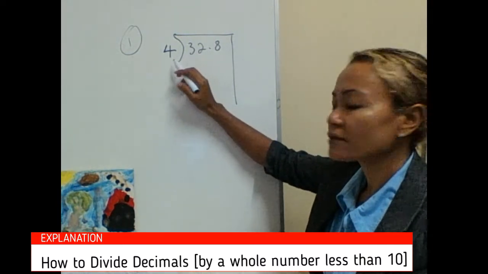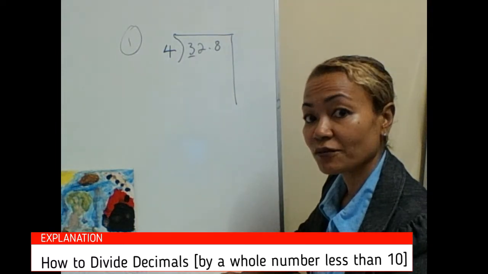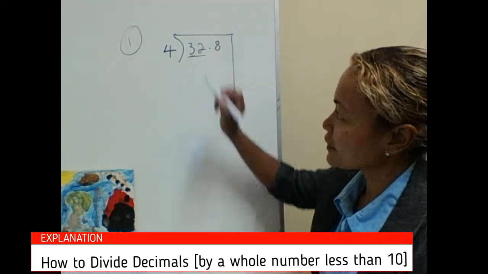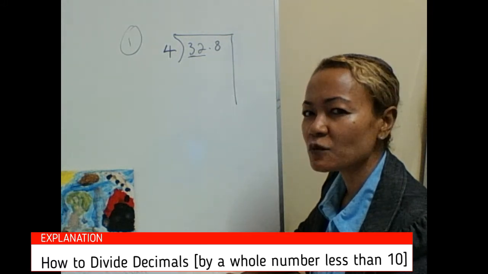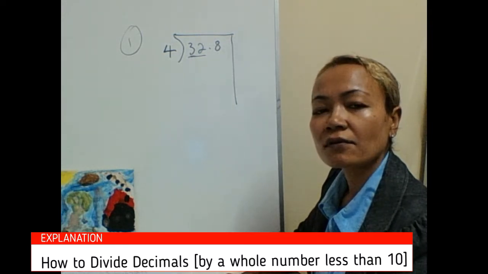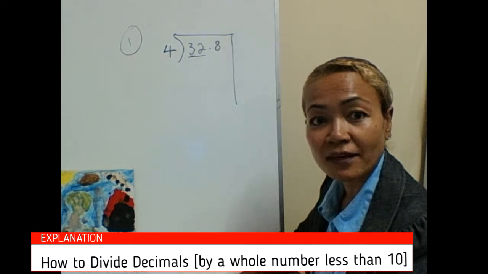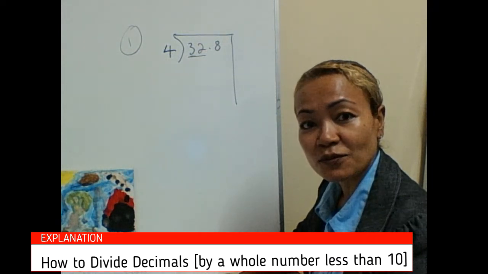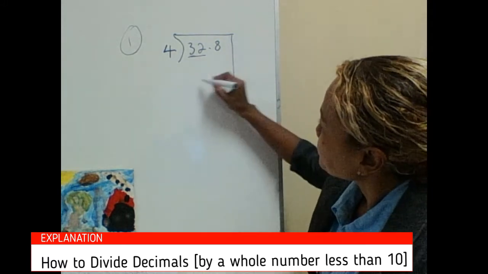Just like with any division, first you look at 4. Does 4 go into 3? Can you divide 3 by 4? Well, to get a whole number, no. So you look at 32. Can you divide 32 by 4? 4 times what equals 32? One number close to 32. You got an answer in your head? 4 4s are 16, 4 5s are 20, 4 6s are 24, 4 7s are 28, 4 8s are 32.